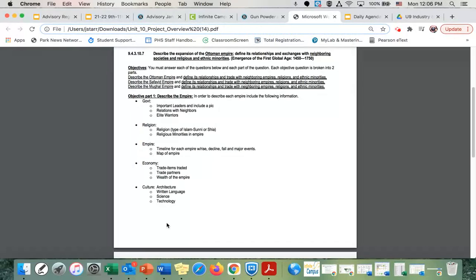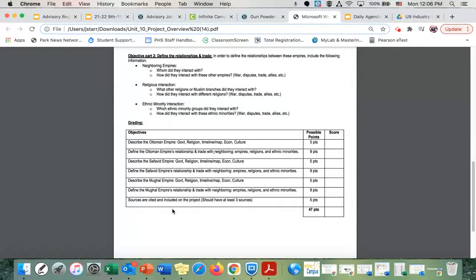Going back up real quick, you'll notice that when we look at religion, they are all going to be one religion, but different types of that religion. That's going to lead to some tensions between those groups. People who are Sunni and people who are Shia don't always get along, and that's what we look at here. And then how they dealt with other religious minorities in their empire.